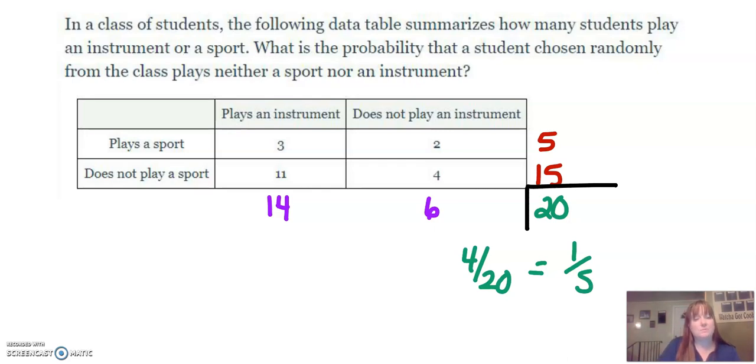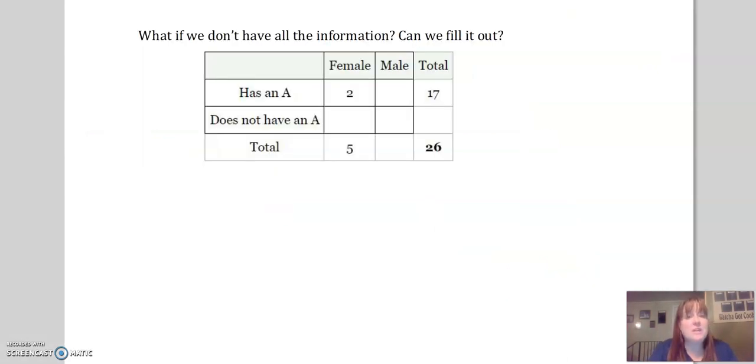What happens if we don't have all the information? Well, then we just fill it in. Right here, I know that 2 females have an A and a total of 5 people are female. So how many females do not have an A? That would be 3, because those have to add up to 5. Then I know that 17 people total have an A and 2 of them are female. So how many are male? That would be 15.